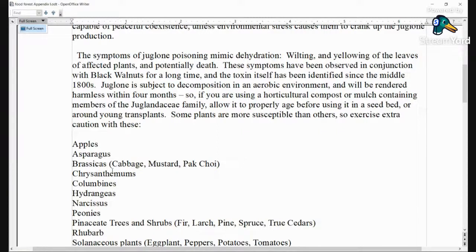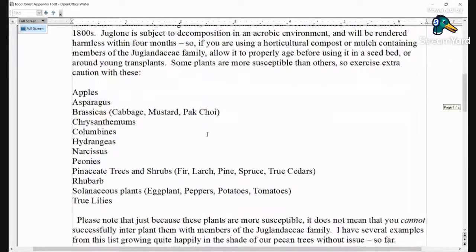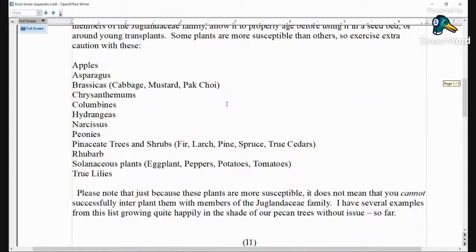But if it's fresh, then you might want to just not put it out there on your seed bed or around something that you've just transplanted. And you can always ask them to load up the oldest stuff that they've got as well. All right, so plants that are particularly susceptible are apples.